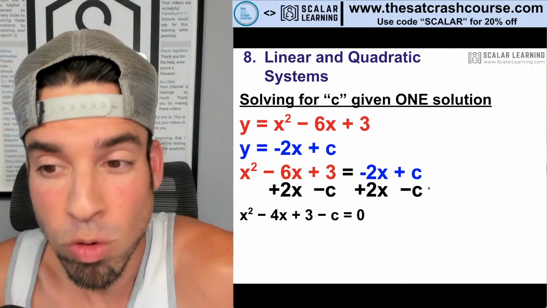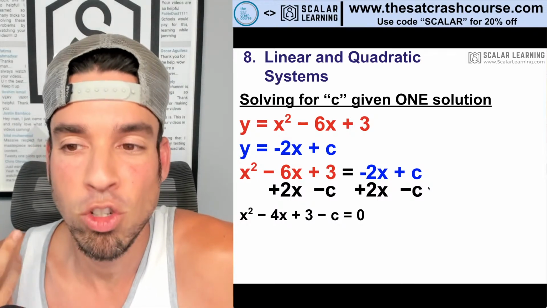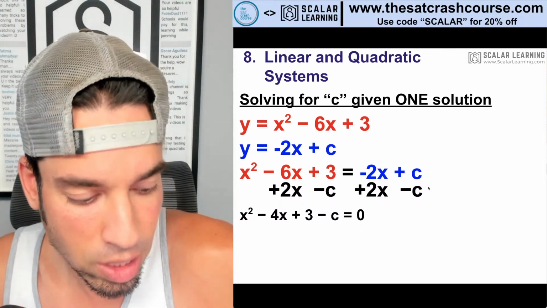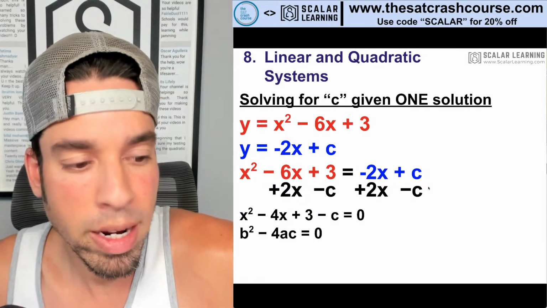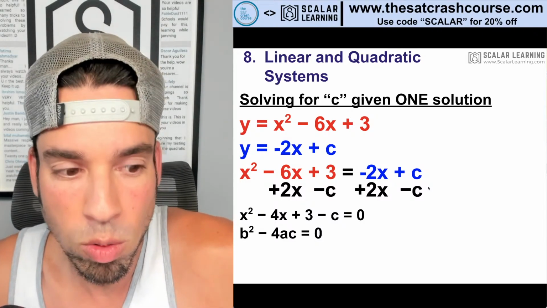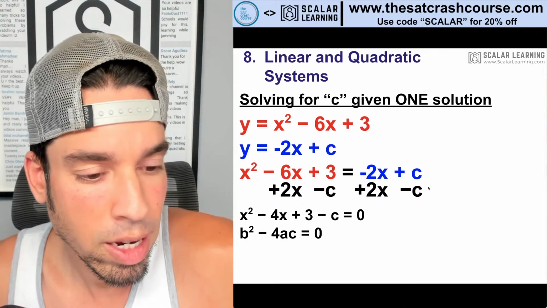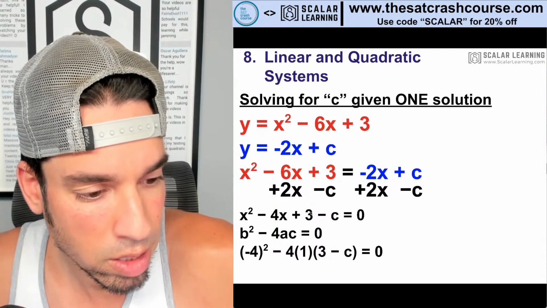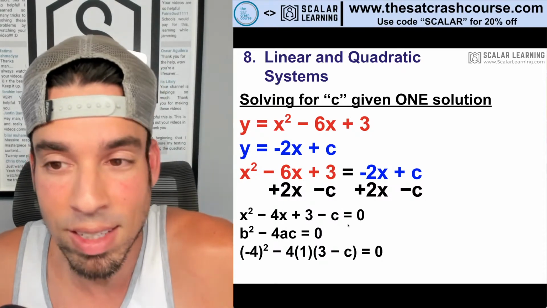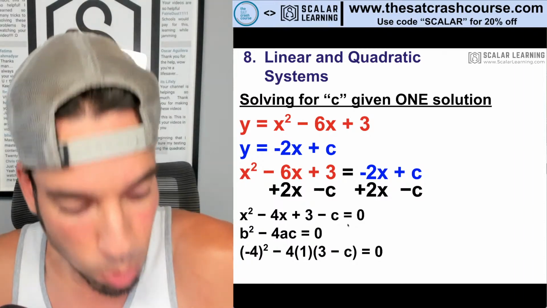So we're talking about the discriminant. And when we have one solution, it means our discriminant for this quadratic needs to equal 0. What's my discriminant again? It is b squared minus 4ac. And it's got to equal 0 to have one solution. So again, b is negative 4, a is 1, c is 3 minus C, because the constant is 3 and negative C. It's both of them, not just one of them.